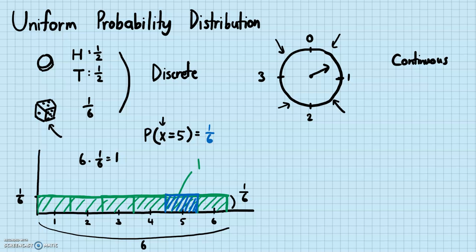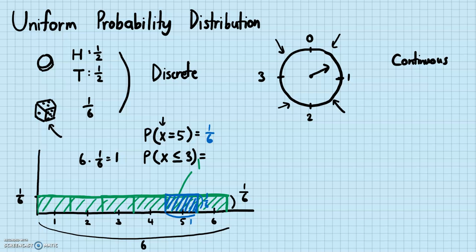Or you can say 1/6. The height is 1/6. The length is 1. So 1/6 times 1 is just 1/6. And you can also do this with inequalities. So probability that x is less than or equal to 3. Which means the probability of rolling a number that is 3 or less than 3.